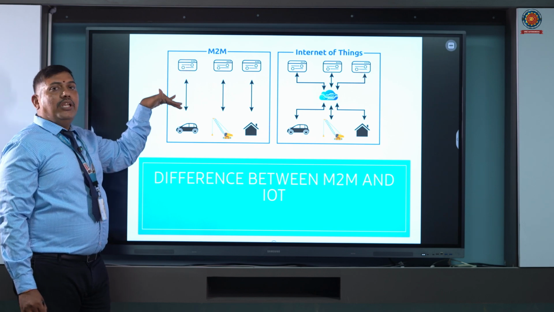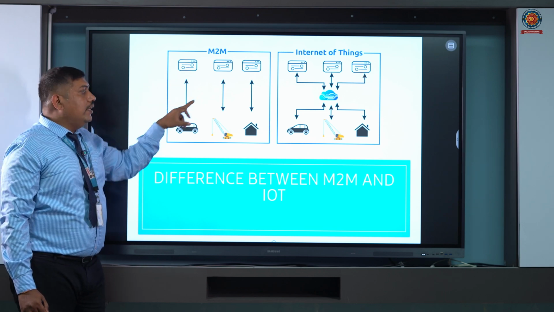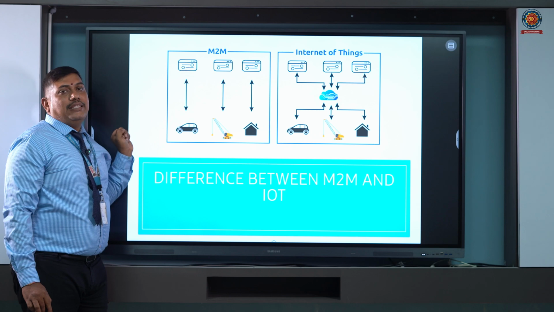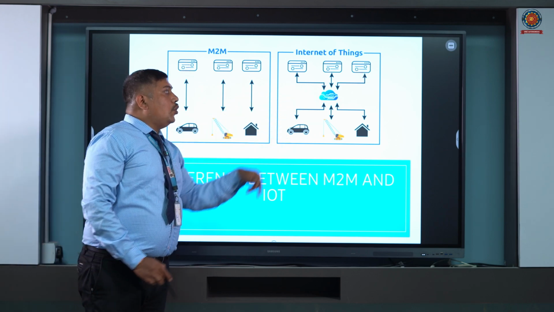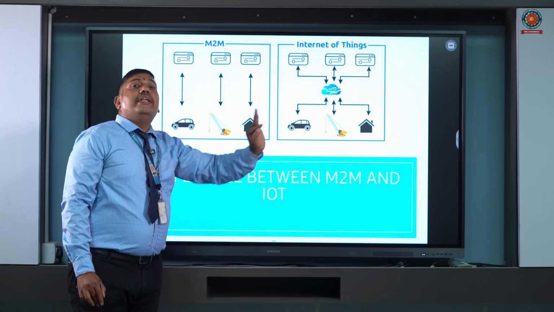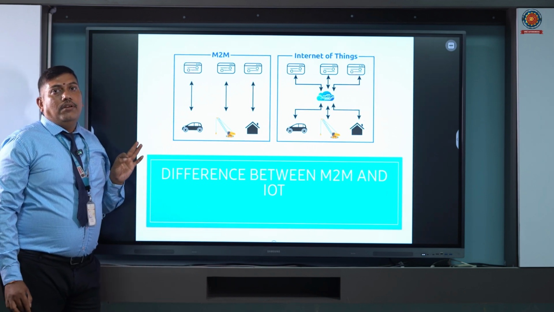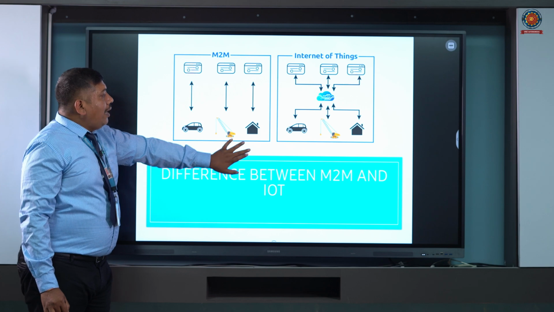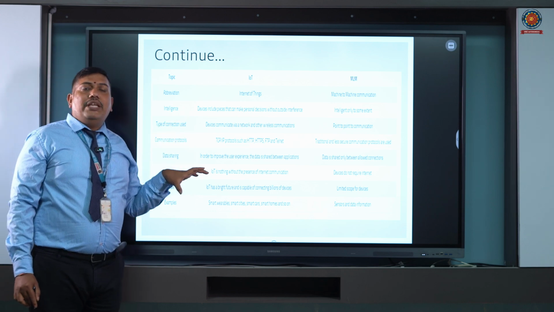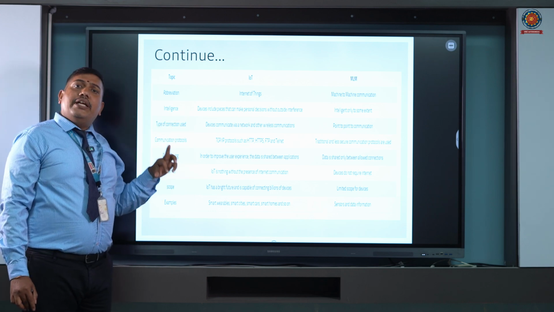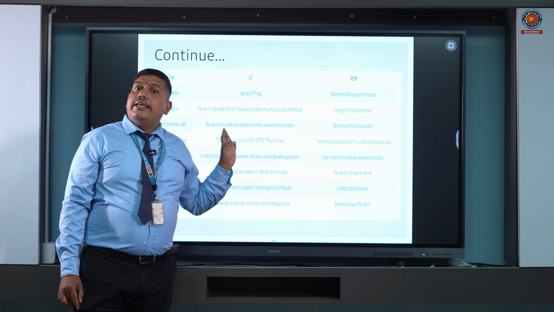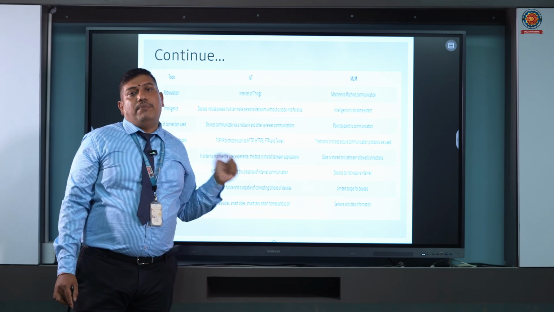So directly, what is that? In M2M, the device to device data will be transferred directly, point to point. Here in IoT, whatever information is collected has to be transferred through internet only. So that is the main difference, M2M versus IoT. In IoT, whatever device you have to connect, internet is compulsory. M2M does not require any internet. Without internet you have to send the information.